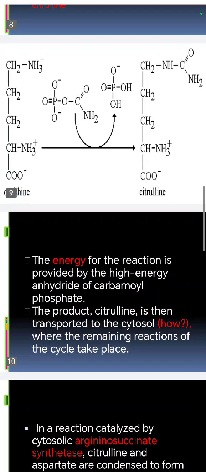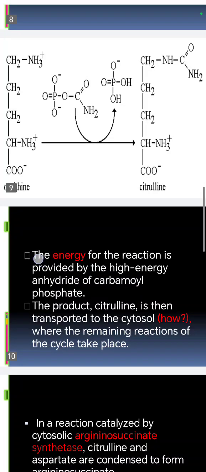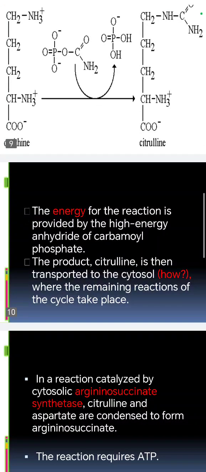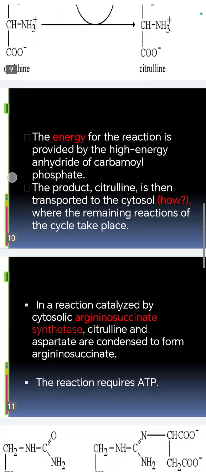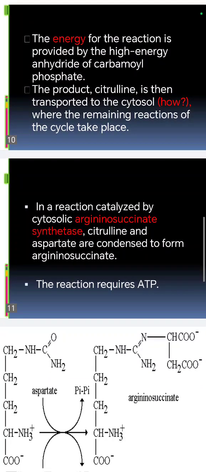The energy in this reaction is provided by the high energy anhydride of the carbamoyl phosphate, and the product is citrulline. What about citrulline? Citrulline is then transported to the cytosol, and the remaining reactions will take place in the cytosol. So part of the reactions will occur in the mitochondrial matrix, and the rest of the reactions will occur in the cytosol.